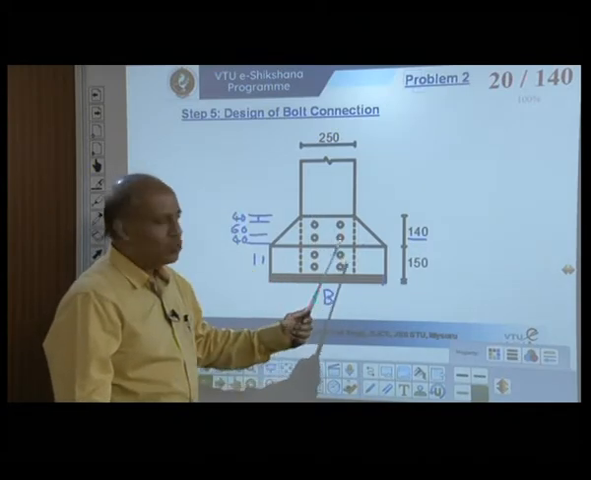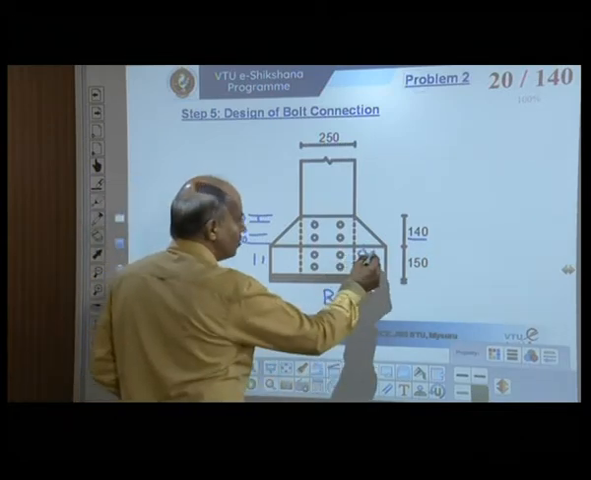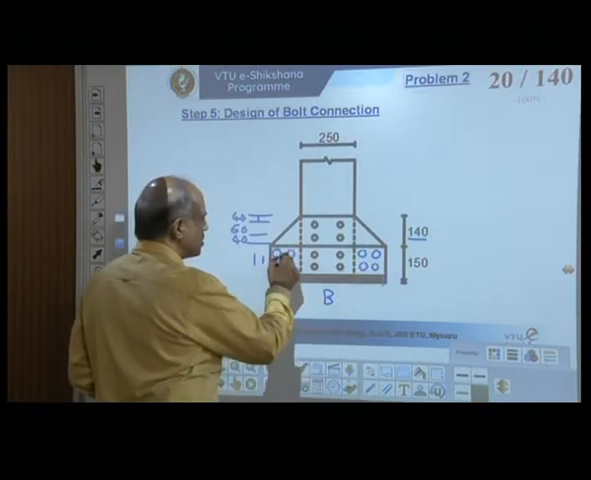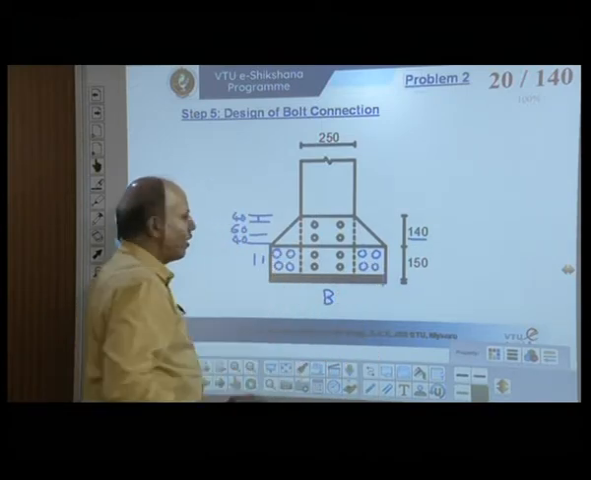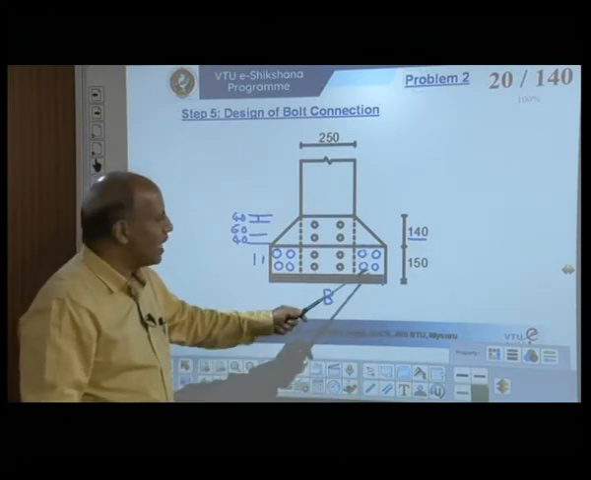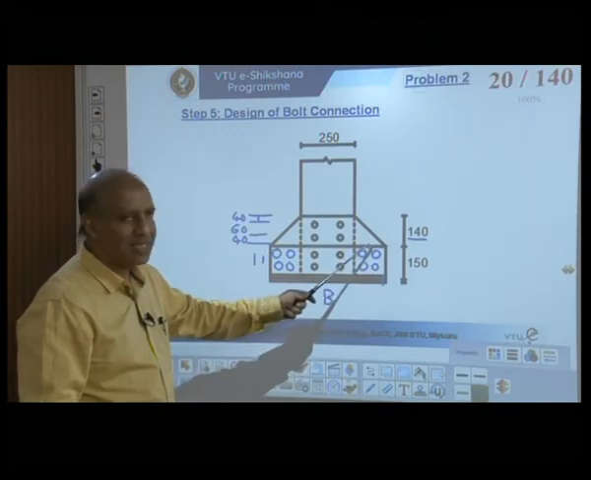Okay, so what we are trying to say is we also try to put 8 bolts: 1, 2, 3, 4, 5, 6, 7, 8. Am I clear? These 8 bolts connect the gusset angle with the gusset plate. This is the gusset angle and the gusset plate.